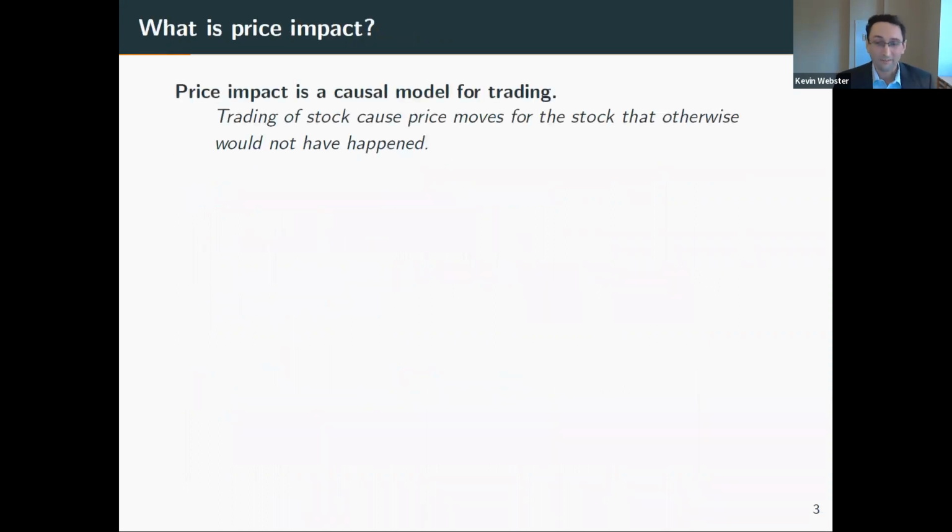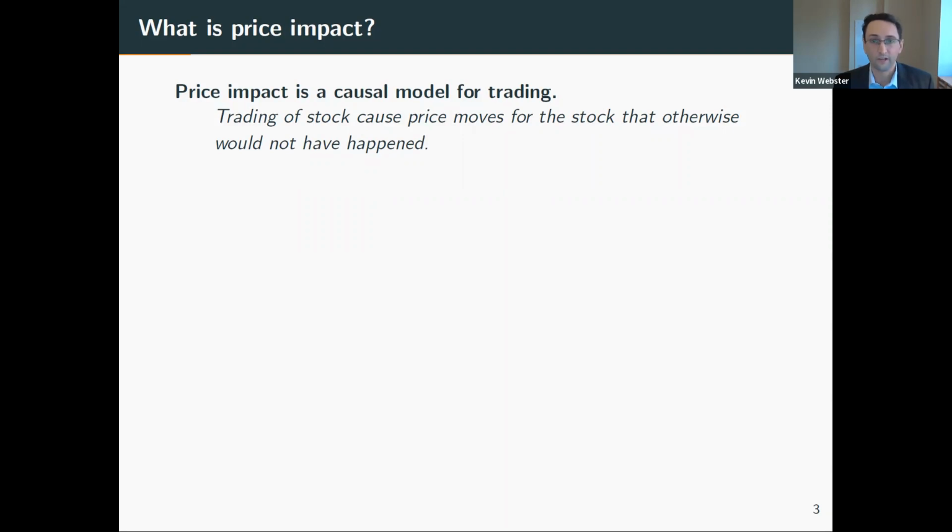So this is a talk about price impact and liquidity risk. I'll give a quick refresher of both for the part of the audience that's used to microstructure and the part that might not have seen this before. At its core, price impact is a causal model.